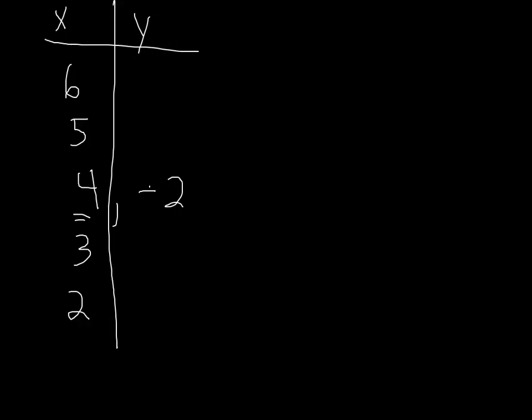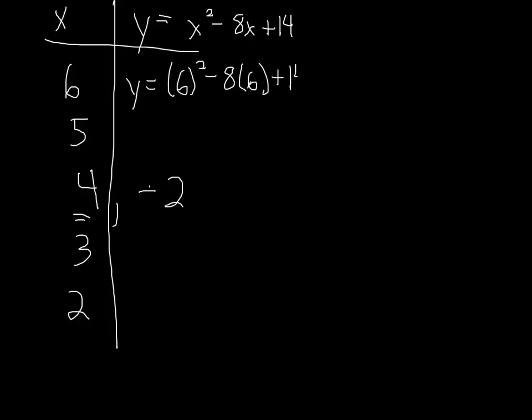And to do that, all I do is plug in the x value for my y. Remember, y is equal to x squared minus 8x plus 14. I plug in this 6 for this x. So I get that y is equal to 6 squared, plugging in for my x, minus 8 times 6 plus 14. I plug all these numbers in, I do out the actual algebra, and I find that y is equal to 2 when x is equal to 6.